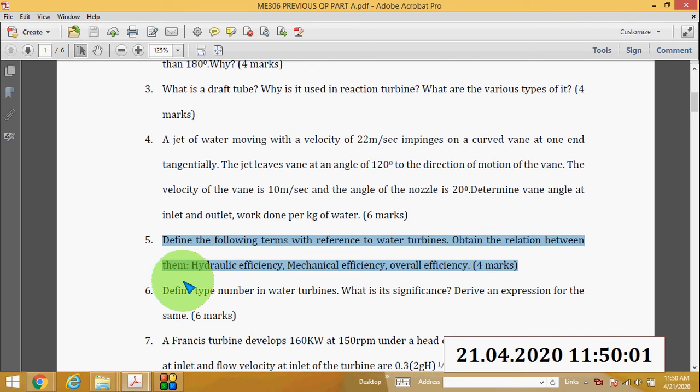Obtain the relation between them: hydraulic efficiency, mechanical efficiency, and overall efficiency. So you have to define what hydraulic efficiency, mechanical efficiency, and overall efficiency are, and there is a relation between these three efficiencies. So write the relation, obtain the relation between these three efficiencies, because the marks for this question are 4 marks.